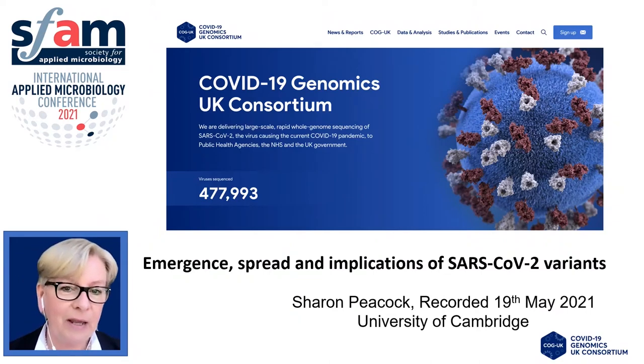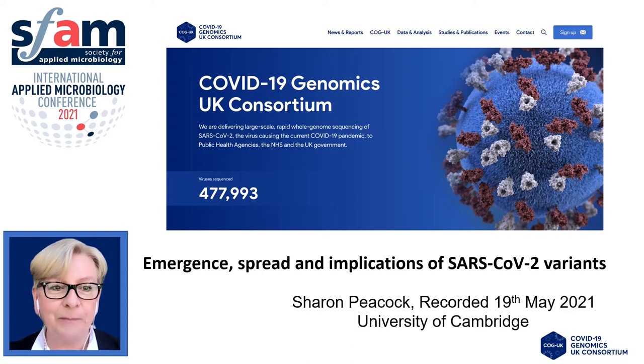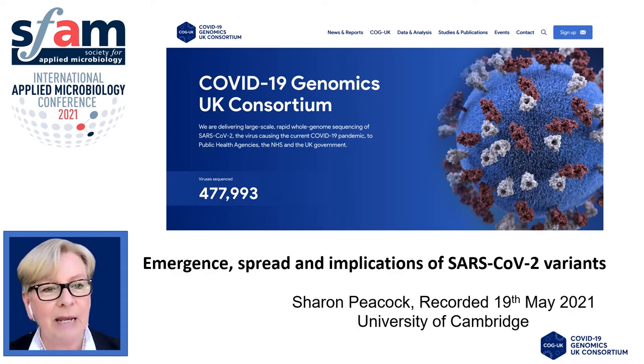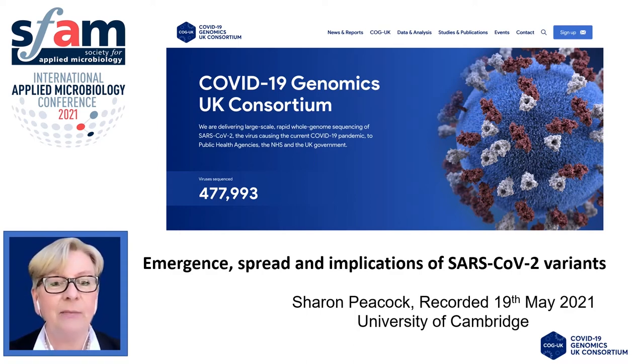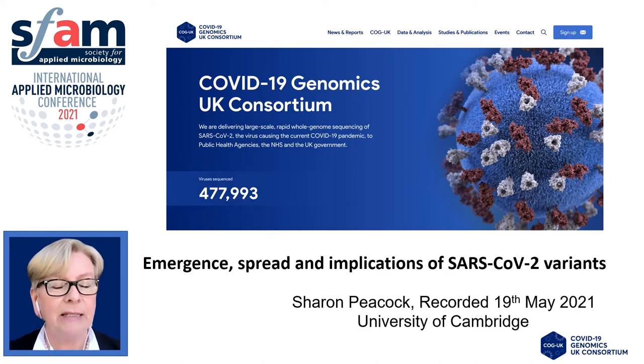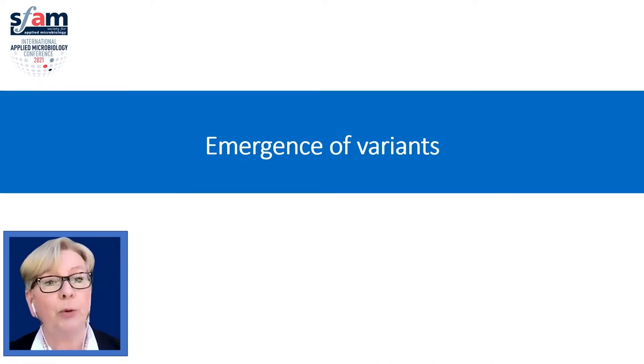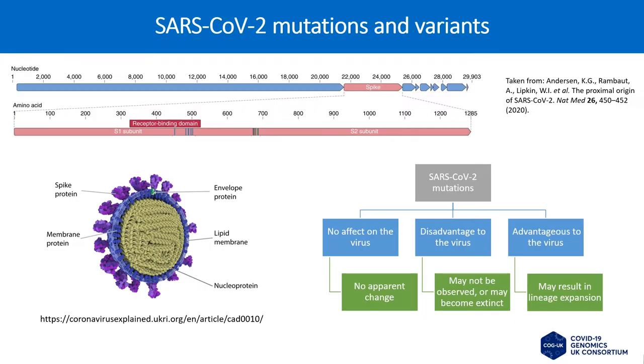I'm Professor of Public Health and Microbiology at the University of Cambridge, and I'm also the Director of the COVID-19 Genomics UK Consortium. So I'm going to be talking today about the emergence, spread, and implications of SARS-CoV-2 variants. Now, this slide shows the front of the COG UK website, which has a daily count of how many genomes we've sequenced. And to date, you'll see that we sequenced more than 477,000.